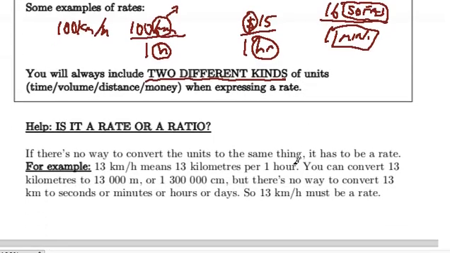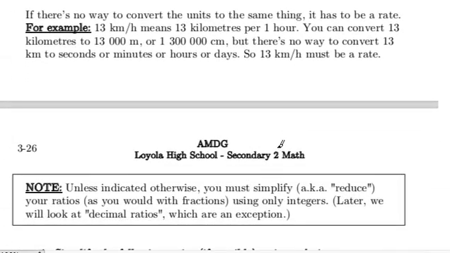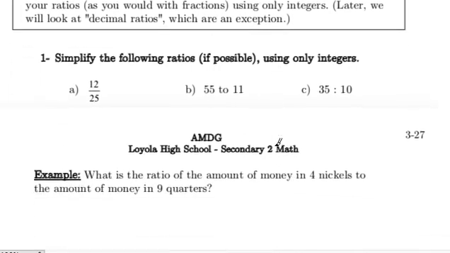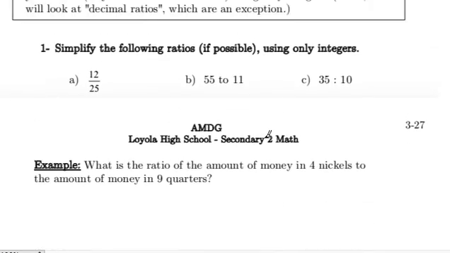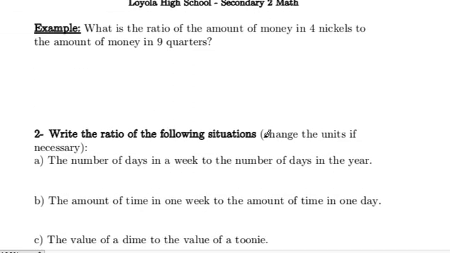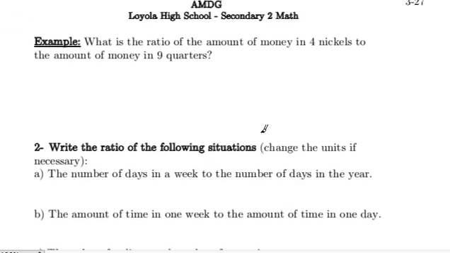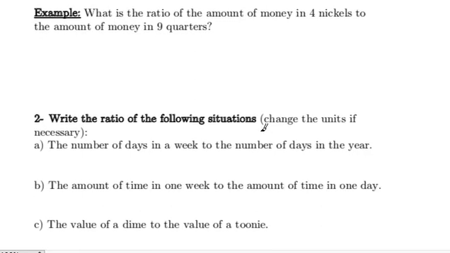Okay, so let's see if we can figure out whether we're dealing with rates or ratios. Actually, forget that. Let's just jump over to getting a ratio out of this question here. So this is on page 27. What is the ratio of the amount of money in 4 nickels to the amount of money in 9 quarters? So 4 nickels to 9 quarters.